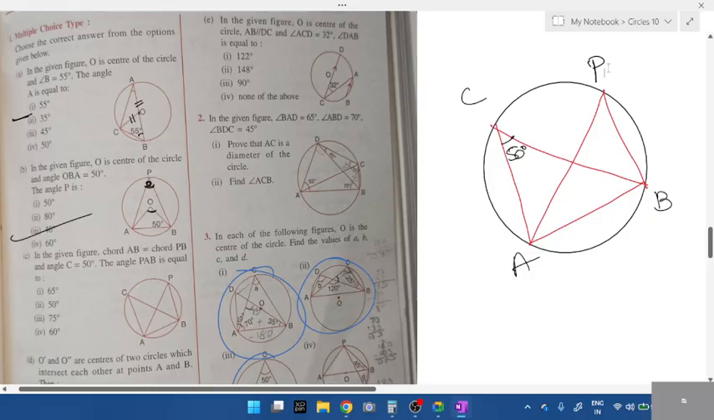In the given figure, chord AB. Okay, chord AB is equal to what? Chord AB is equal to PB. Very good. It's an isosceles triangle. PAB is isosceles. So if two chords are given, just think where these two chords are touching. It is touching towards P and A. That forms a triangle. Isosceles.